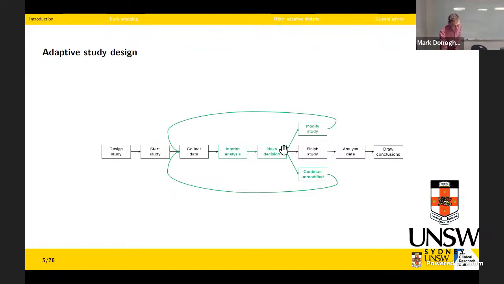And this can be kind of iterative. So you might modify your study the first time you look at it, keep collecting some data, and then decide not to modify it the next time, and then do another interim analysis. And you make these decisions based on what you're seeing in that data that you've collected so far.